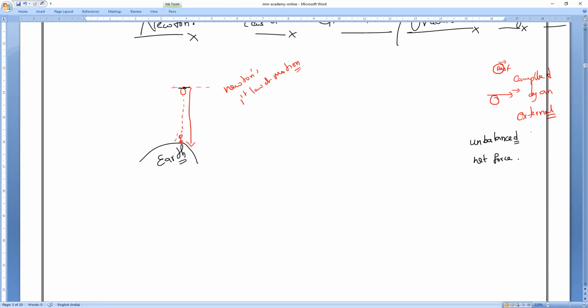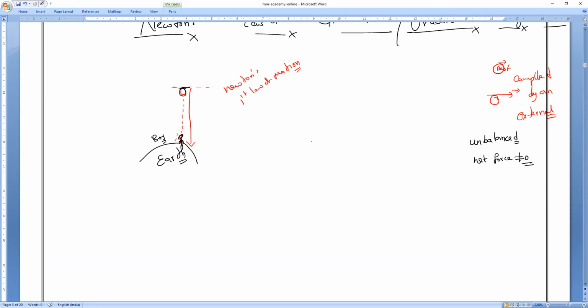Only then will the ball go up. And if the ball wants to go up, who is applying the force? The boy who is standing, who has thrown the ball, he is applying the force. So the net force is not 0, and that is the reason the ball started moving in the upward direction. But why did it fall back? Which force is responsible for it? That is the question now.